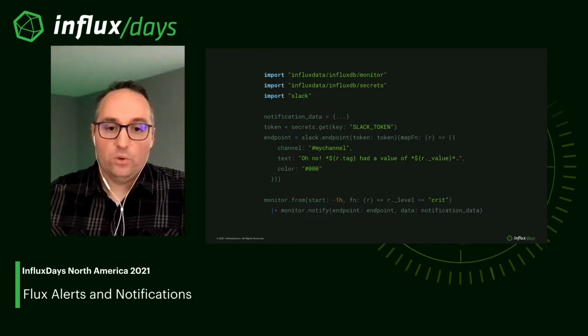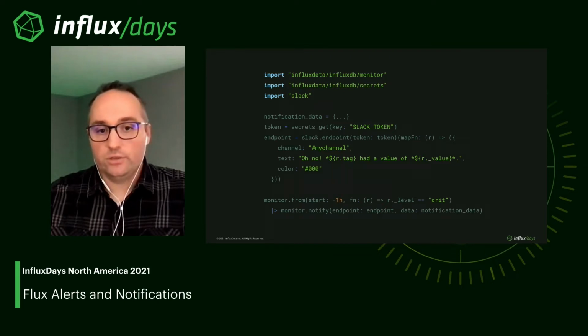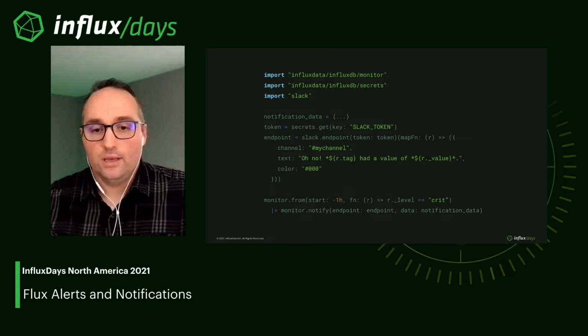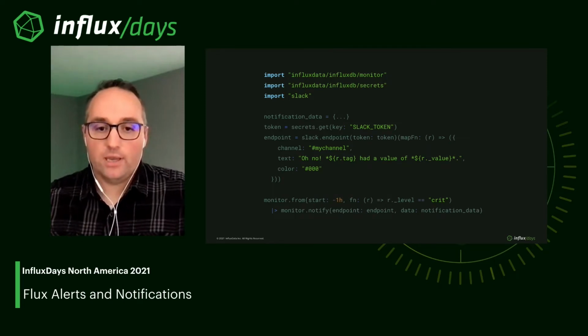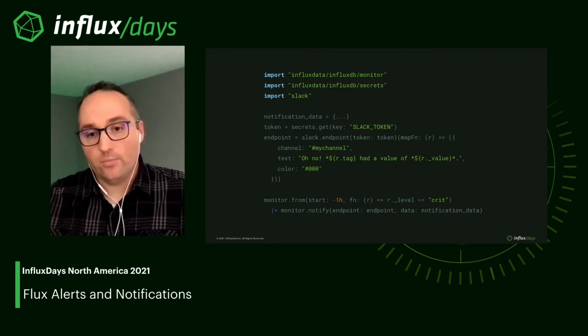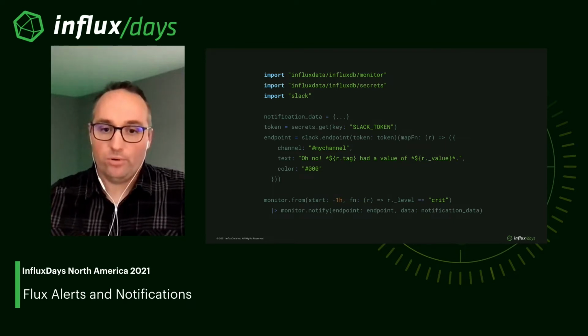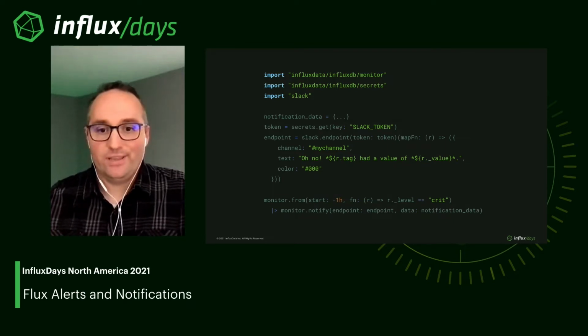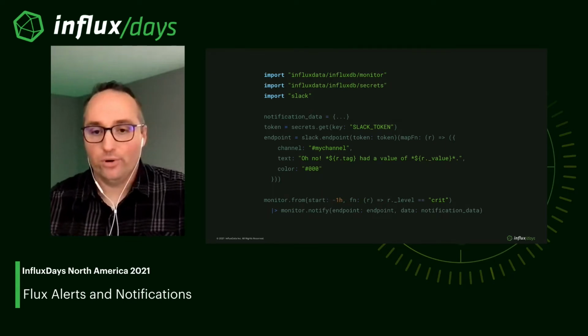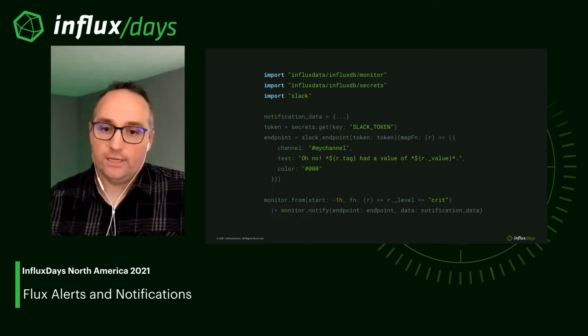At the very bottom, we're using the monitor.from function to pull statuses that have been evaluated and then stored in the InfluxDB monitoring bucket. And then we're using monitor.notify, and we pass our import variable to the endpoint parameter, which then triggers the iterative notification sending per input row, and it appends the notification data to each notification that gets sent.